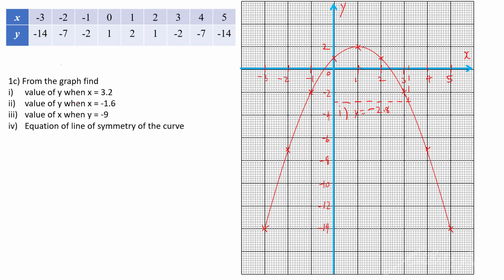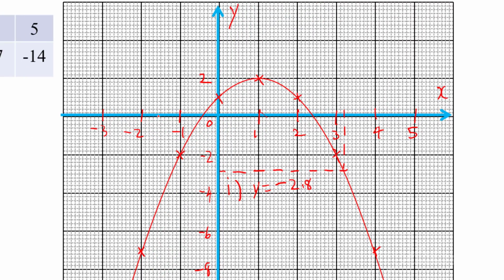Part 2. Find the value of y when x is negative 1.6. So negative 1.6 is down here. 1, 2, 3, 4, 5, 6. Okay, negative 1.6 is down here. We draw a dotted line all the way to here.